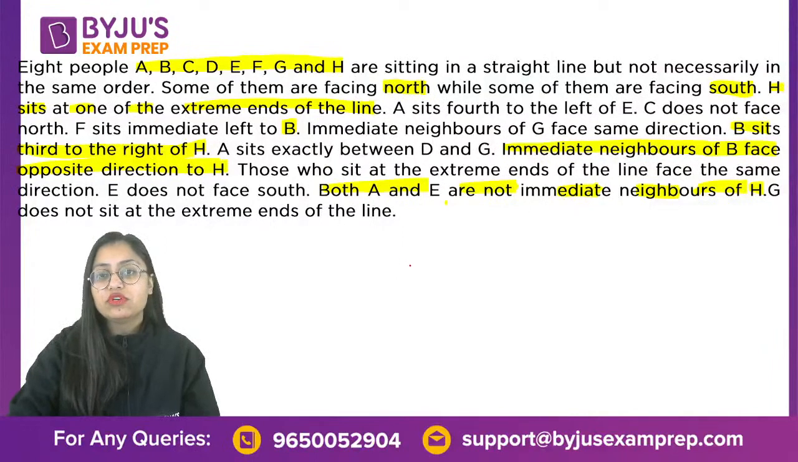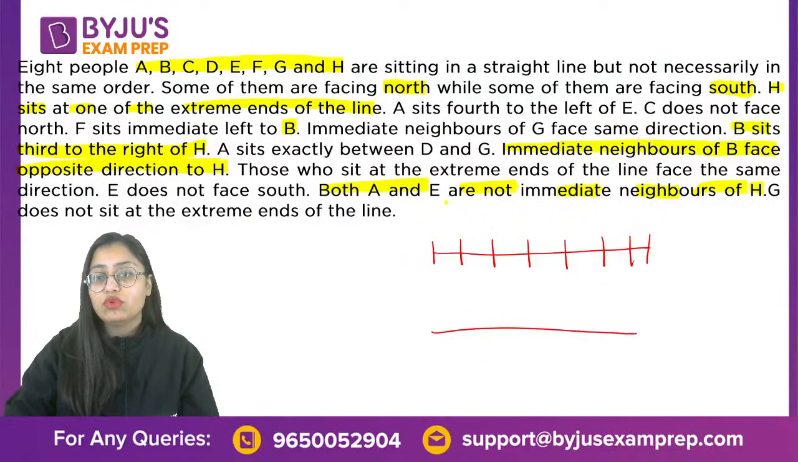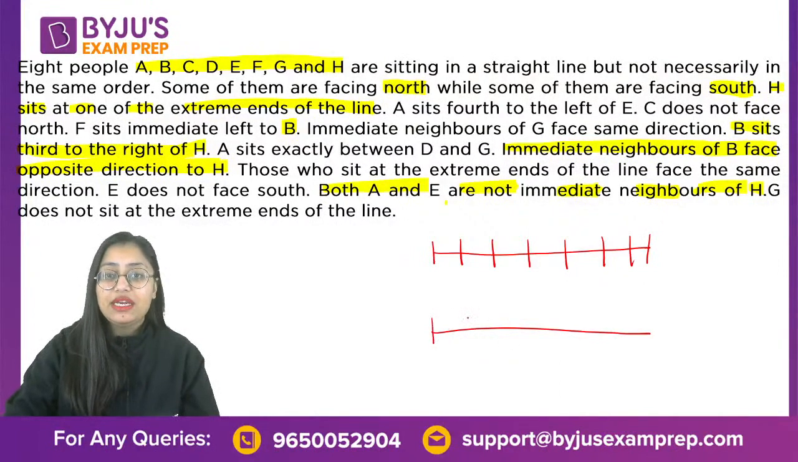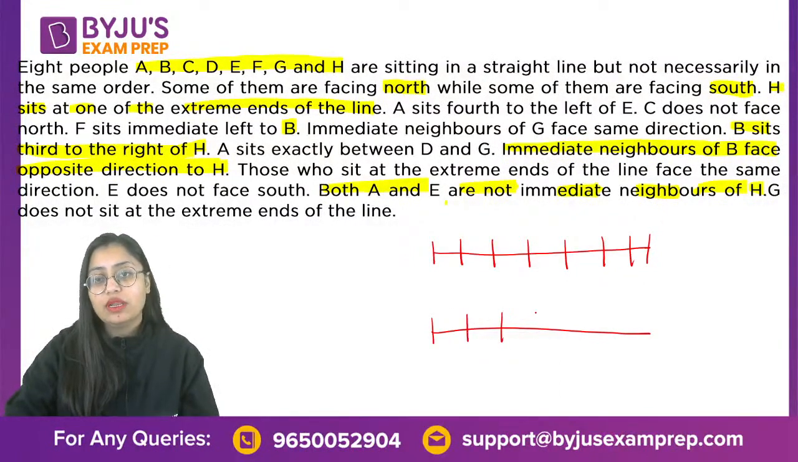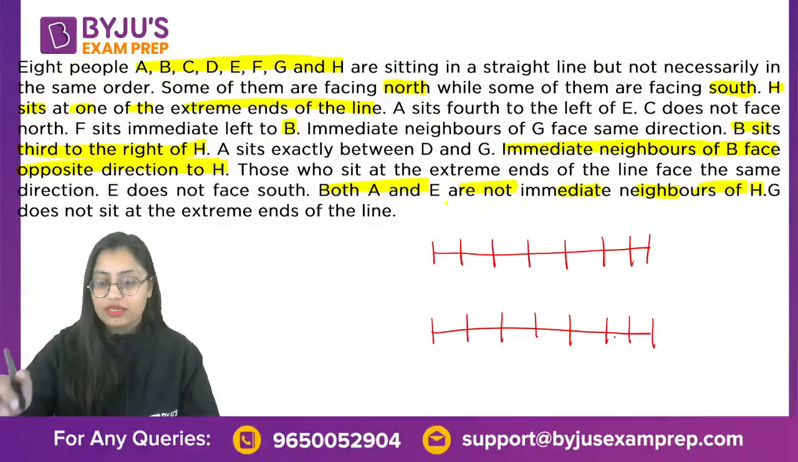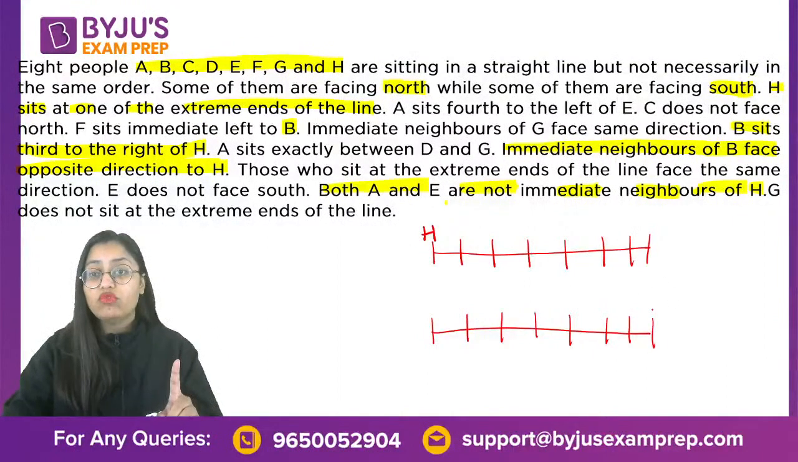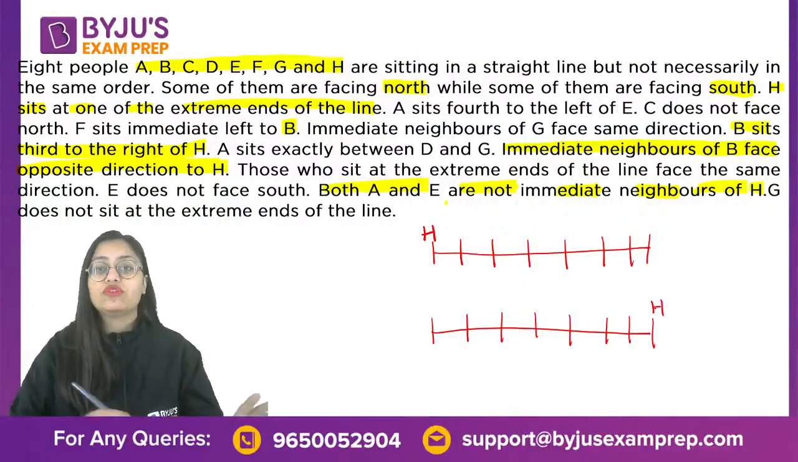So first things first, I am going to draw a straight line with 8 positions: 1, 2, 3, 4, 5, 6, 7 and 8, and I'm going to draw one more line. I may need a few more lines as well, but this is the space that I have right now. Over here, if I put H, that is one of the extreme ends.